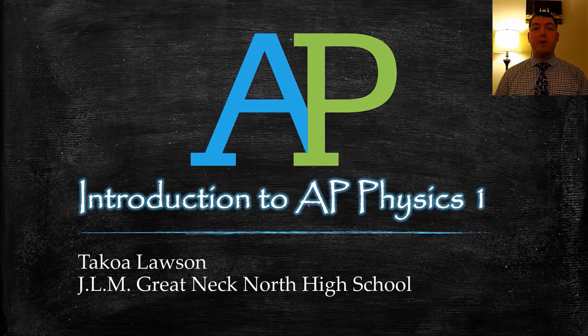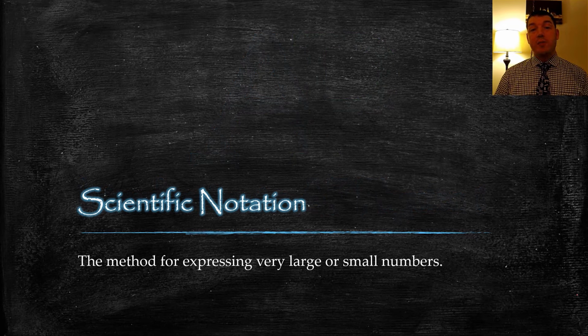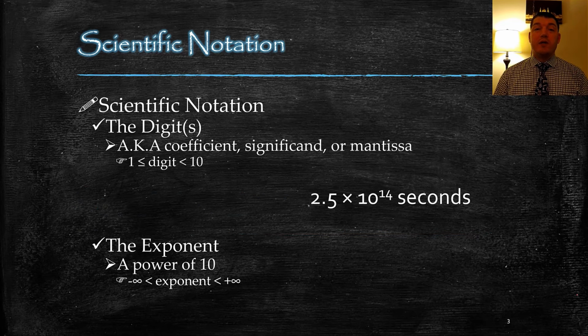We're going to be working through another lesson from the Introduction to AP Physics. We're going to start by looking at scientific notation, which is a really important way of expressing very large or very small numbers. When we're looking at scientific notation, it's really about understanding the different parts.